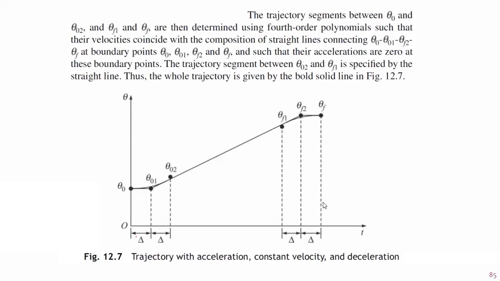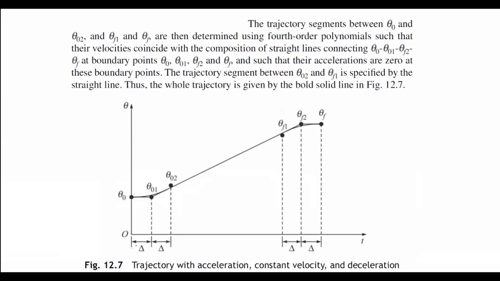Therefore, this is trajectory with acceleration, constant velocity and deceleration. See that here acceleration is there. This is the acceleration, this is the constant velocity, and then deceleration is there.